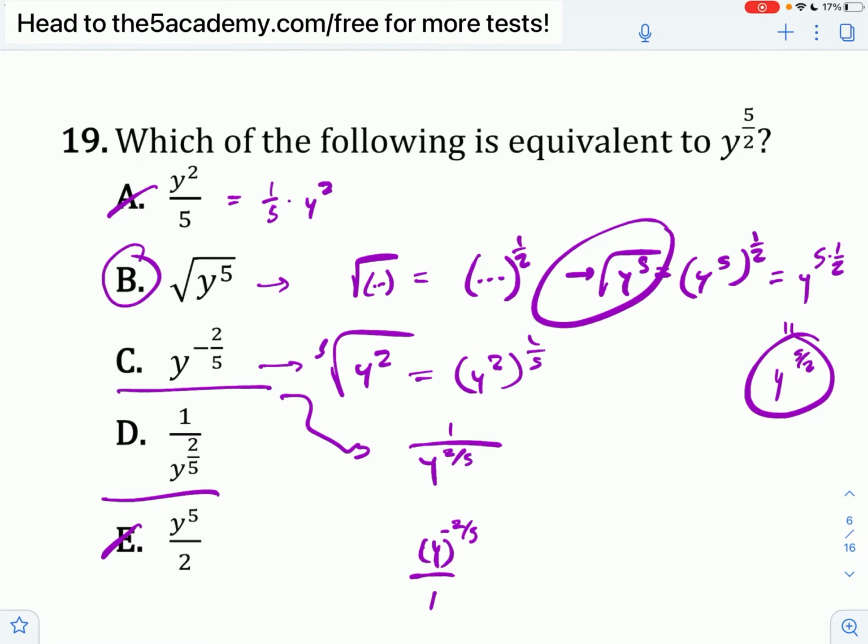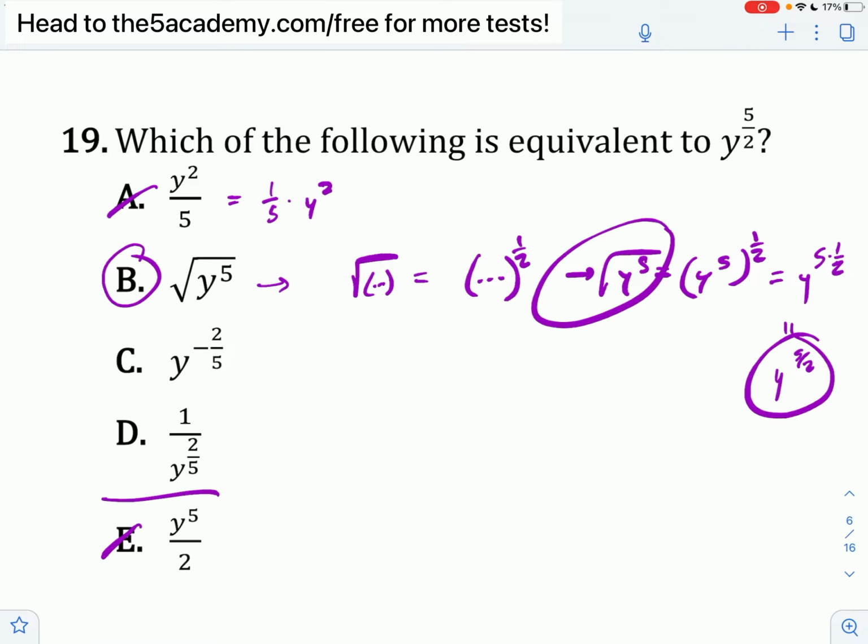So that's how that works. Now, as for answer option D, these two are the exact same thing. I just described that the negative just flips the numerator and denominator as such. Okay?